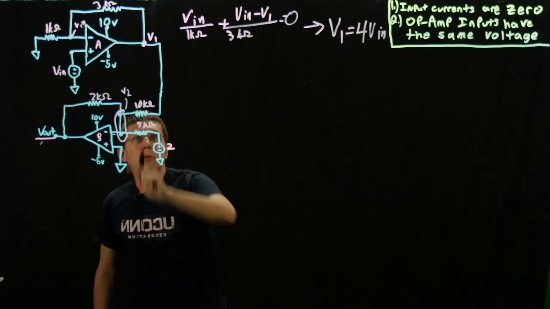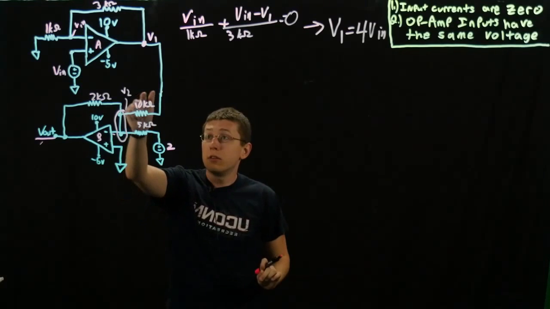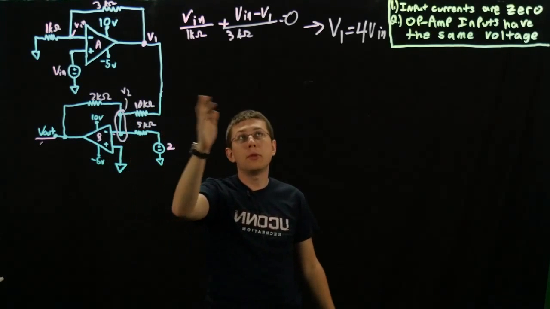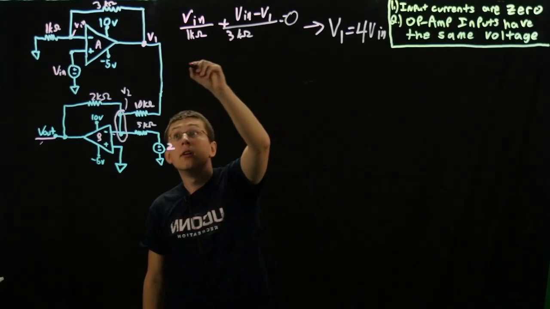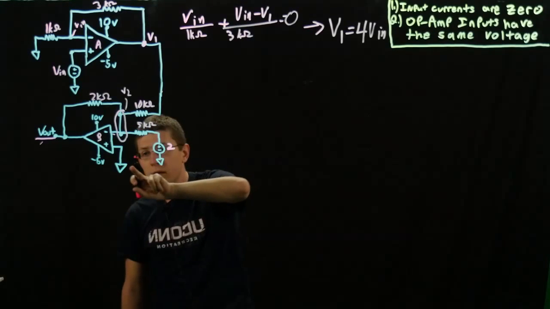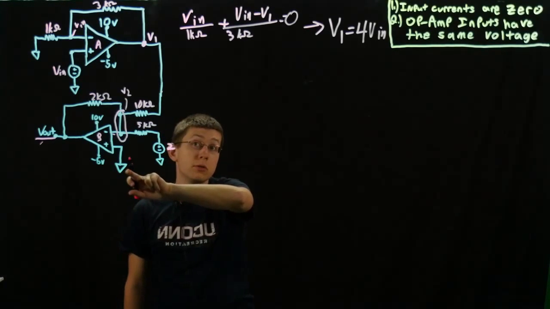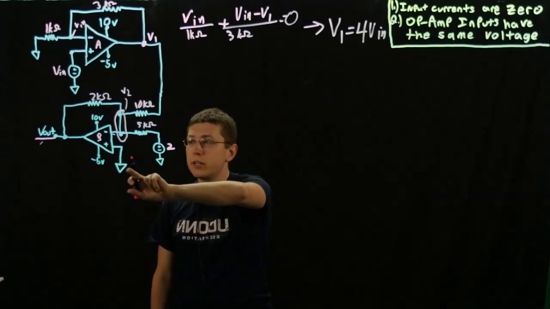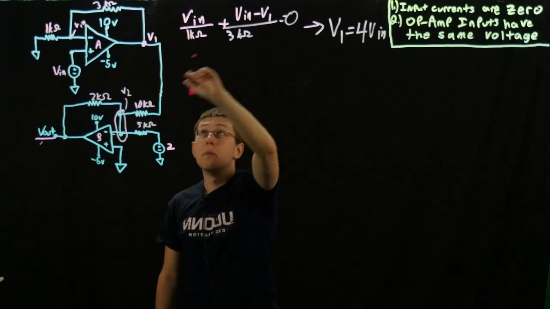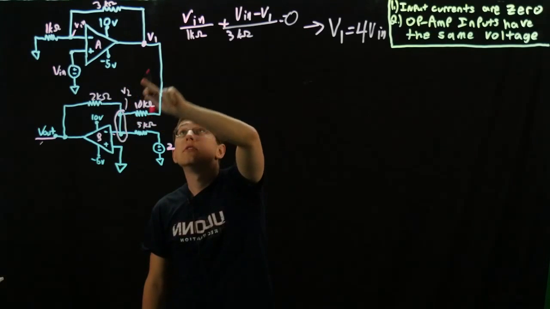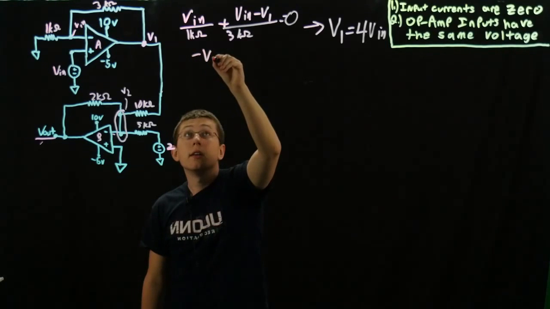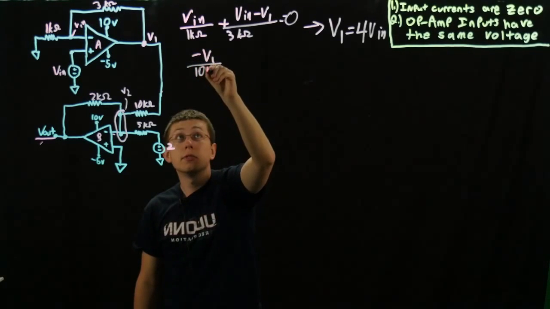Now with V2, we have to consider this branch and this branch, so it'll be three terms. We see a V2 and V1 here. However, V2 is 0 volts, which makes our lives easier, because right here the positive input is 0 volts, it's grounded. So here we'll have 0 minus V1 over 10k, so it'll just be negative V1 over 10k ohms.